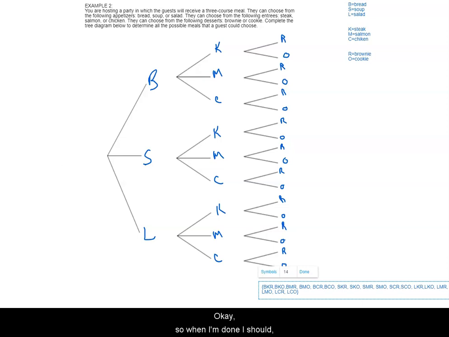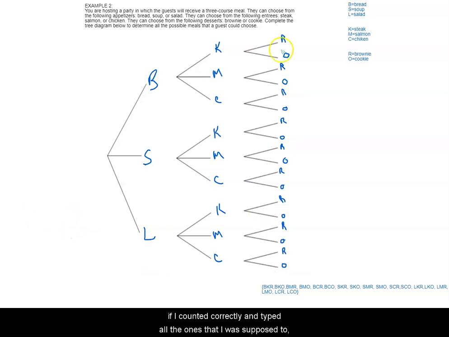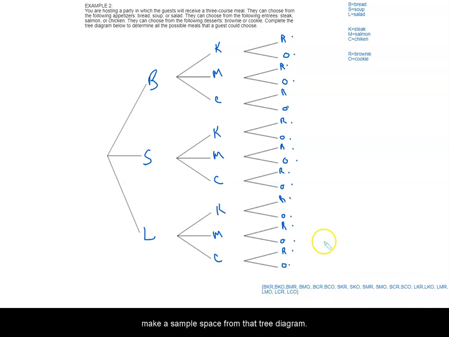Okay, so when I'm done, if I counted correctly and typed all the ones I was supposed to, I should have 18 items in my sample space. So 1, 2, 3, 4, 5, 6, 7, 8, 9, 10, 11, 12, 13, 14, 15, 16, 17, 18. So we have all of our list. So that's how you would make a sample space from that tree diagram.